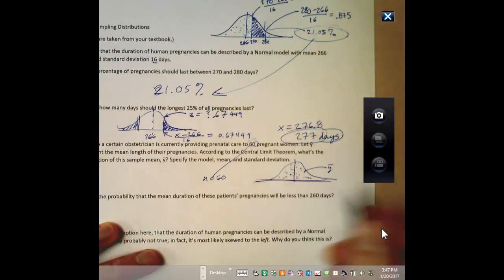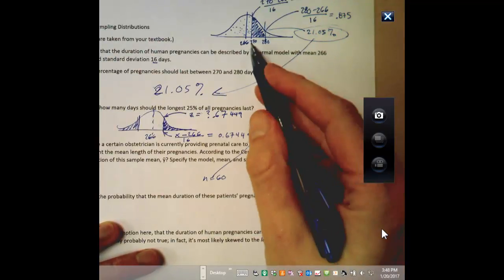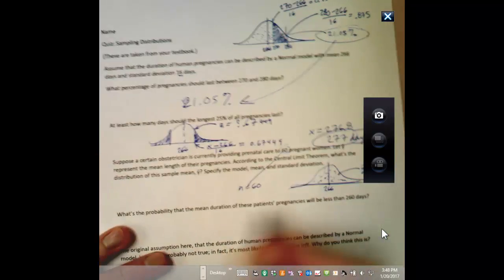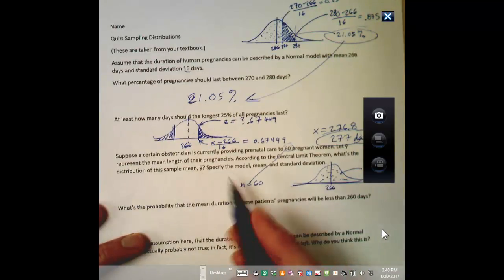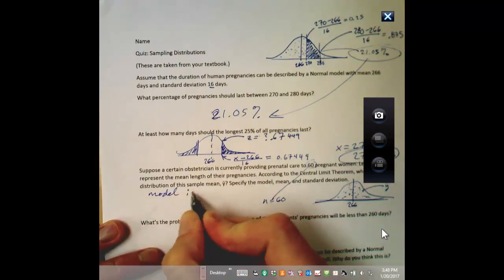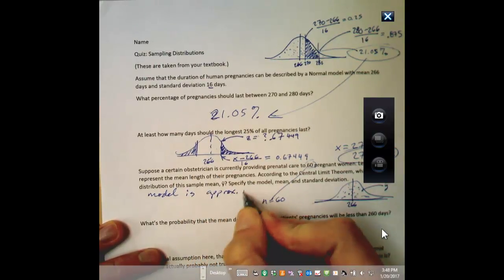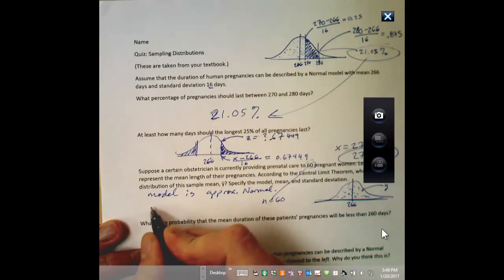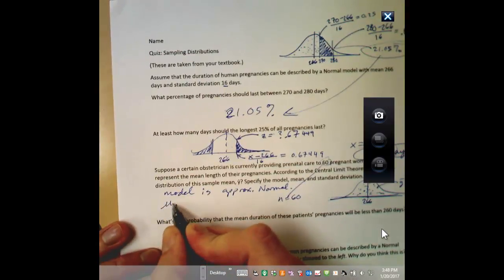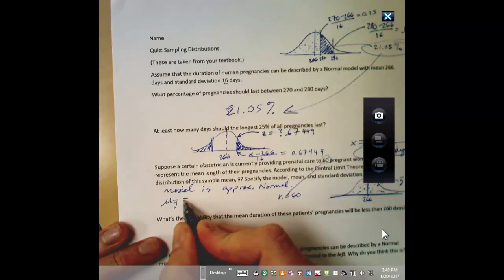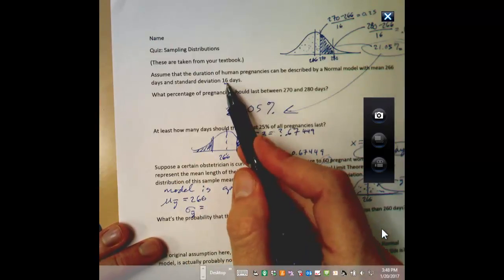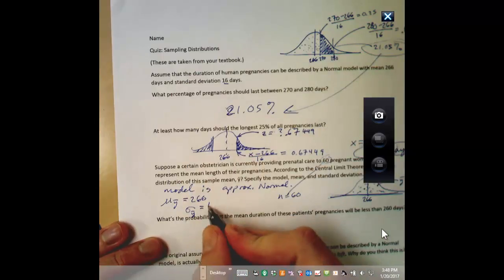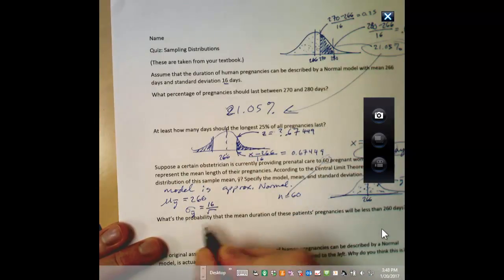So the center of the sampling distribution is also 266, just like the parent was. But the standard deviation is going to be less. So it's asking, what's the distribution? So the model is approximately normal. The mean of the sample means equals 266. That's the center. The standard deviation of the sample means equals this one. That's the standard deviation of the parent, 16, divided by the square root of n.